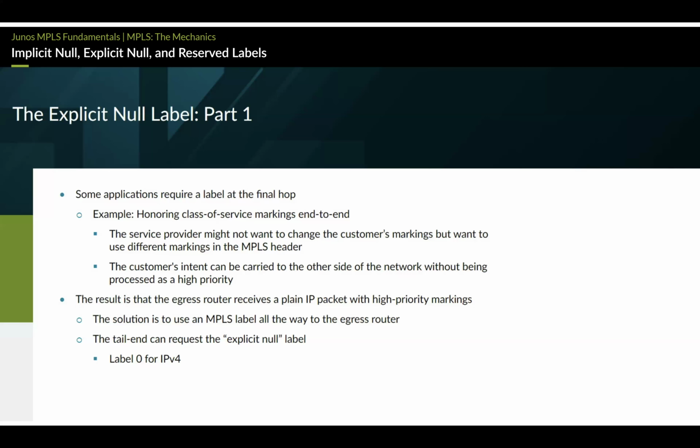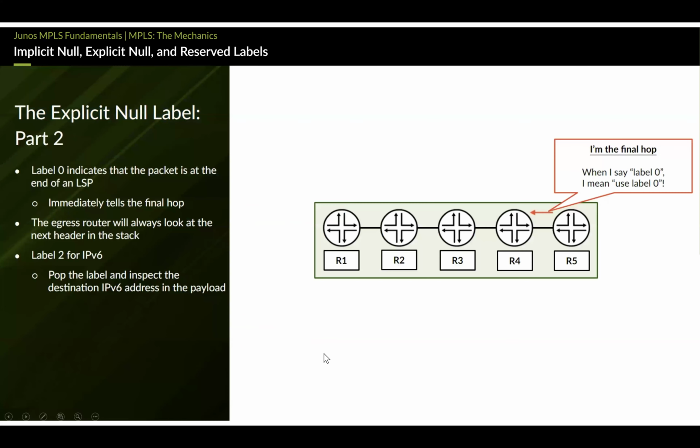And this will happen at the tail end, that is, it happens in the egress router. Okay, that is explicit null. See here, I am the final hop. When I say label 0, I mean use label 0. That is, label 0 indicates that the packet is at the end of an LSP. It immediately tells the final hop.